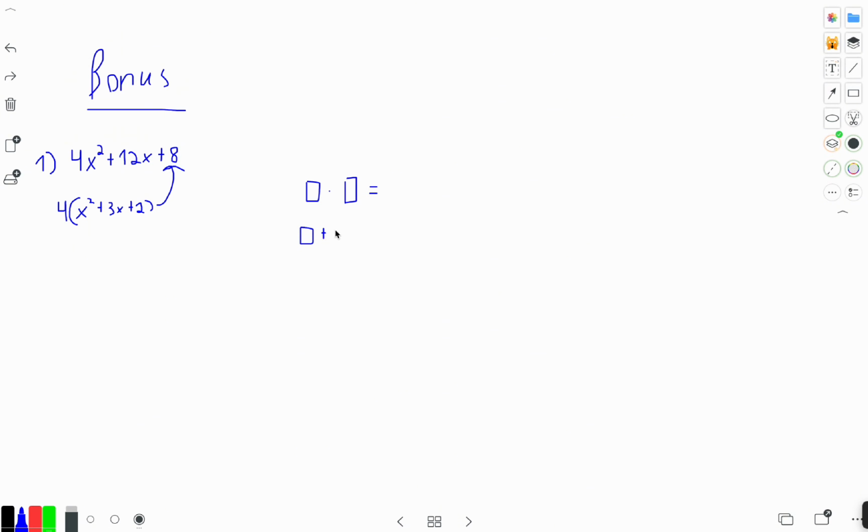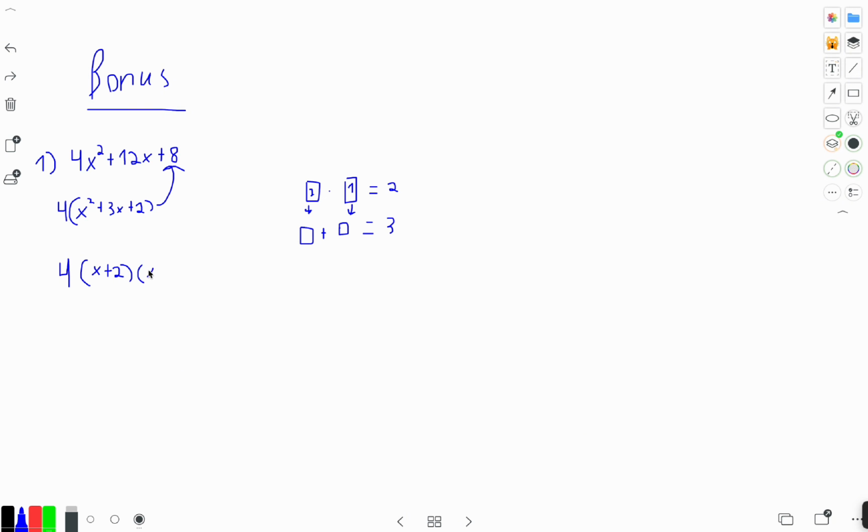So two numbers that multiply to give you 2, right? Because that's the last term. And then two numbers that add up to give you the middle term, which is 3. So two numbers that multiply to give you 2 will be 2 and 1. And 2 and 1 also add up to give you 3. So we can just work with that. And also our 4 is always going to stay. It's never going to leave because we can't just throw it away, right? So we're going to have x plus 2, and we're going to have x plus 1.